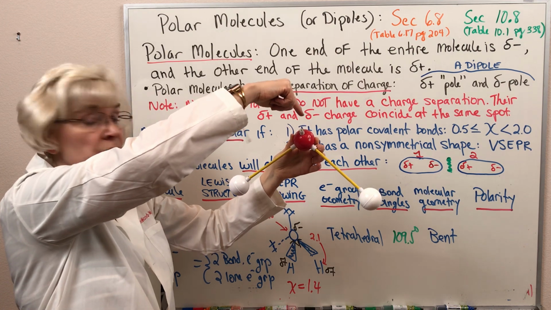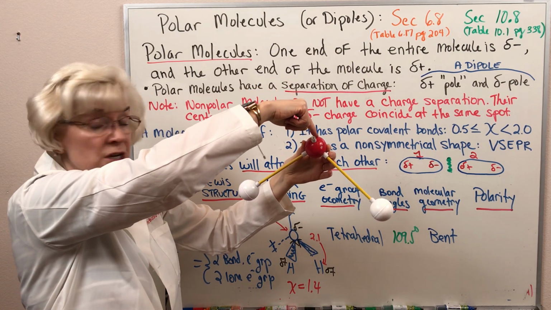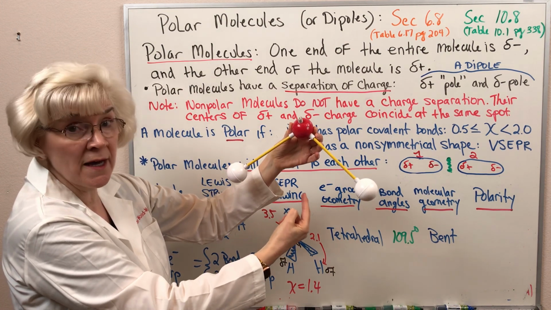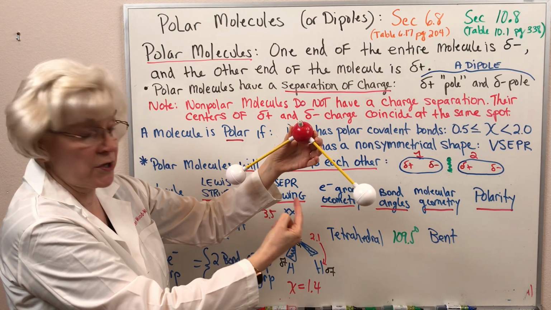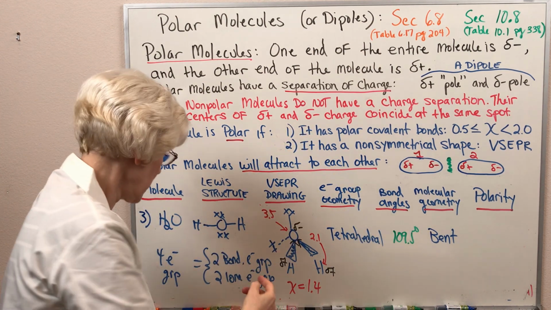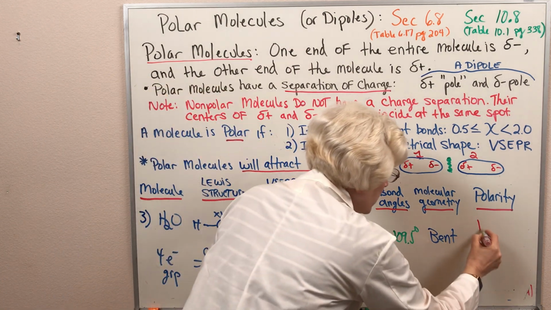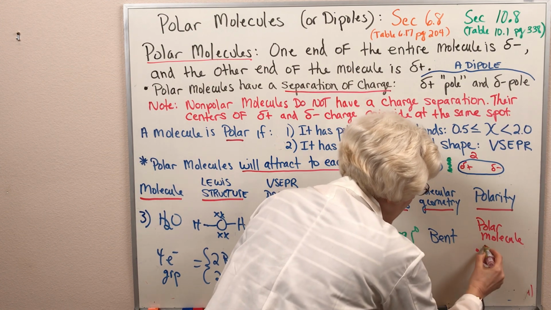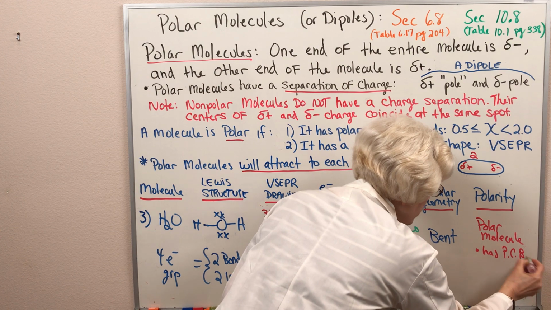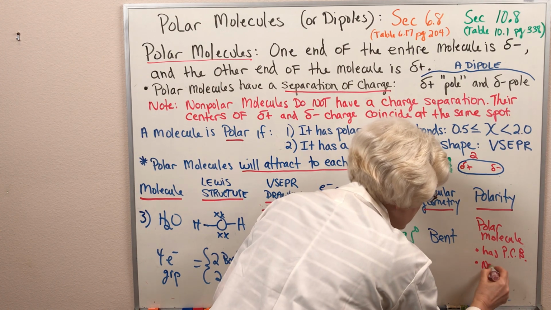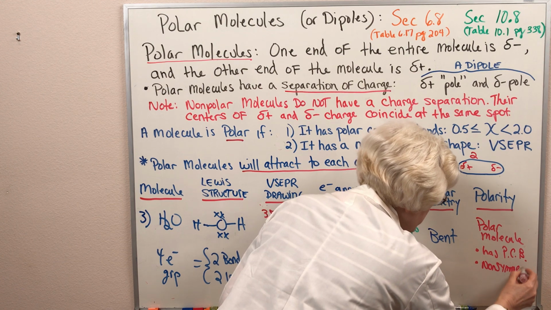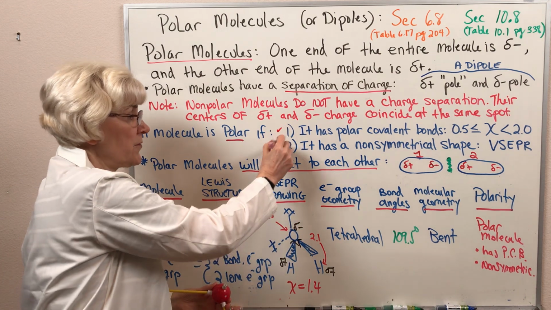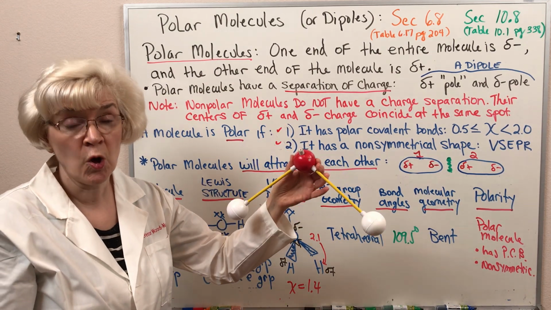This end of the water molecule is where the center of partial negative charge is residing, and this end of the water molecule, midpoint between the hydrogens, is where the center of partial positive charge is. So water is a polar molecule. It has polar covalent bonds, and it is a non-symmetrical molecule. It meets both of the criteria, and it is a polar molecule.